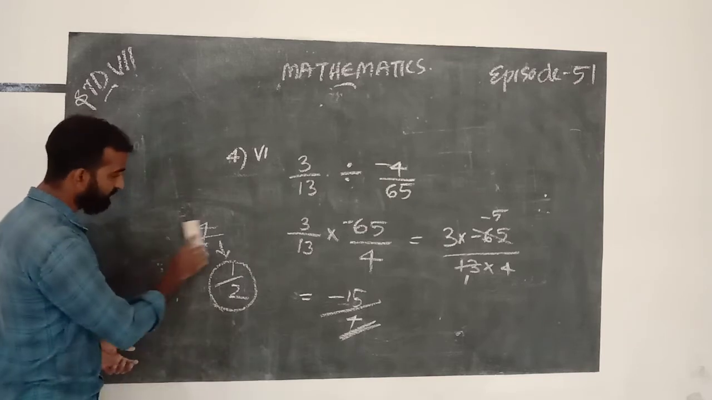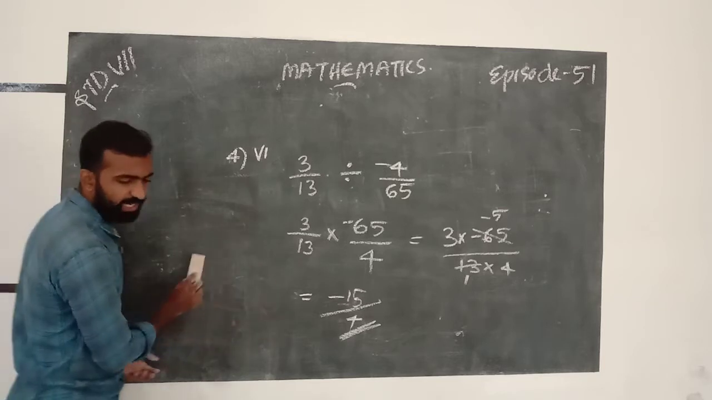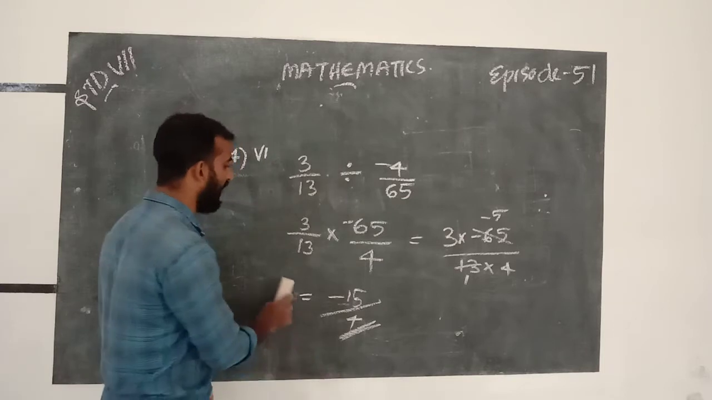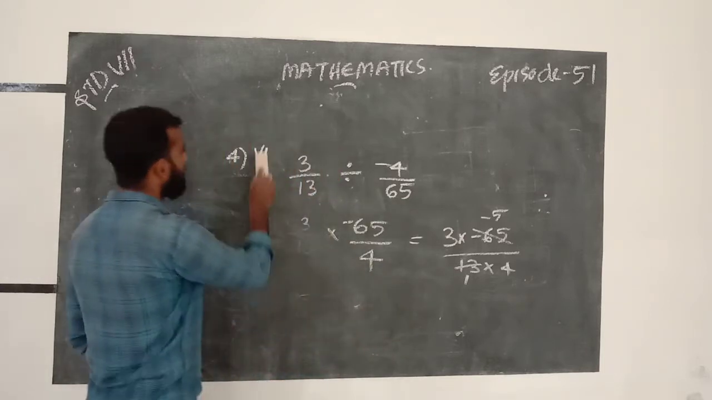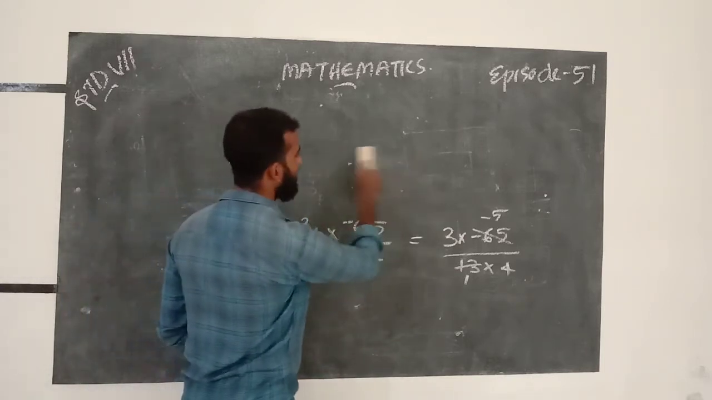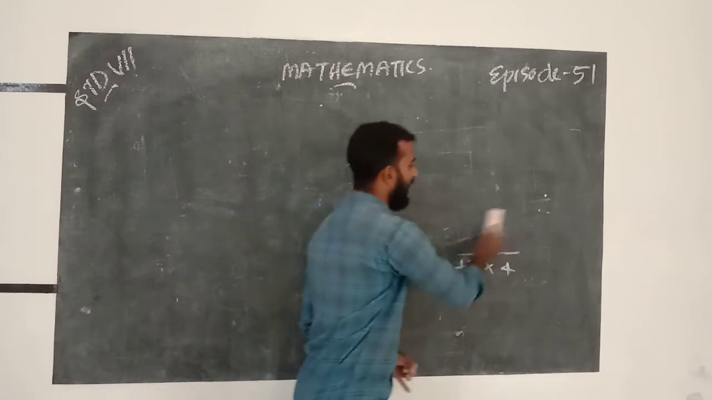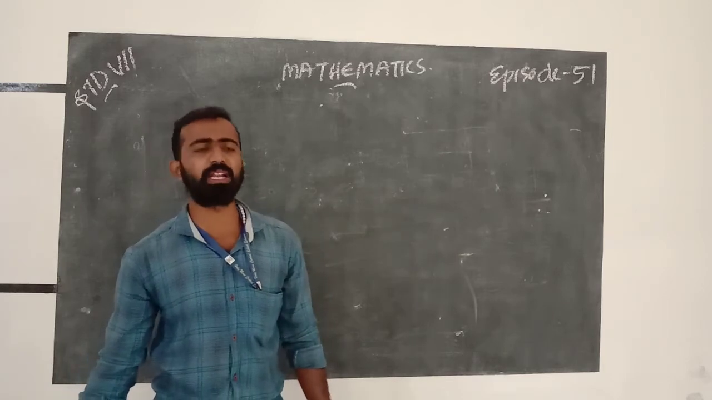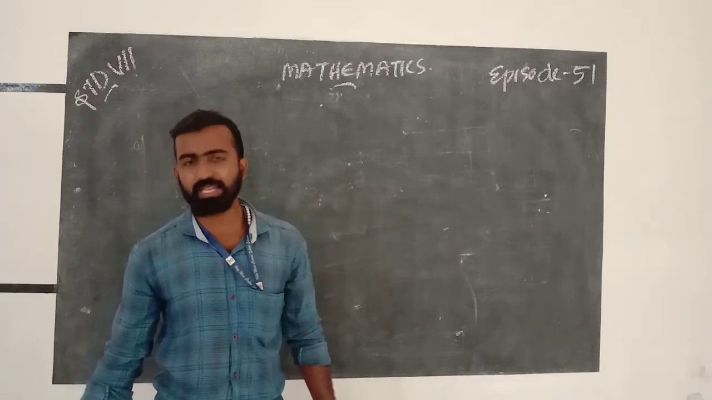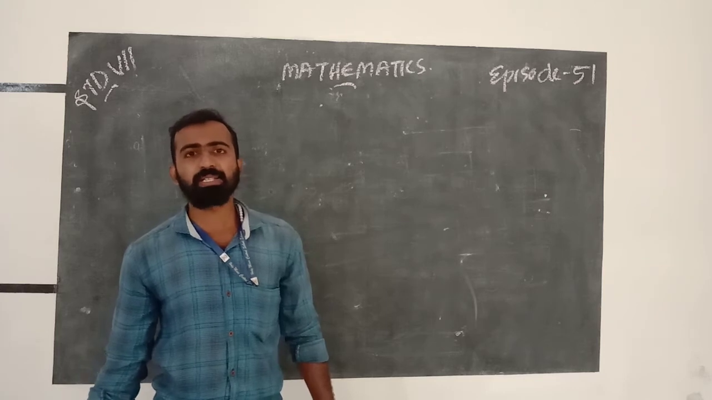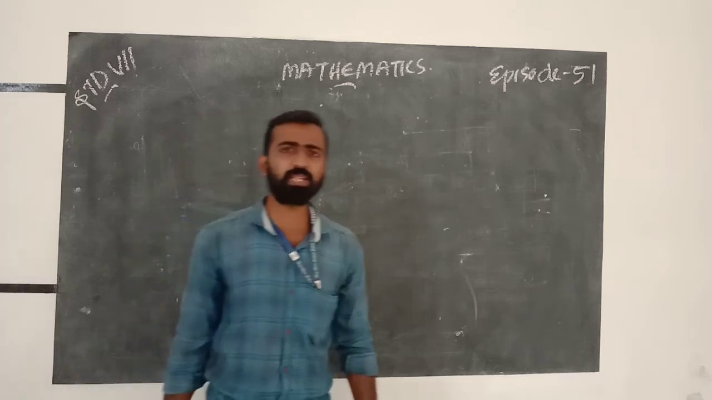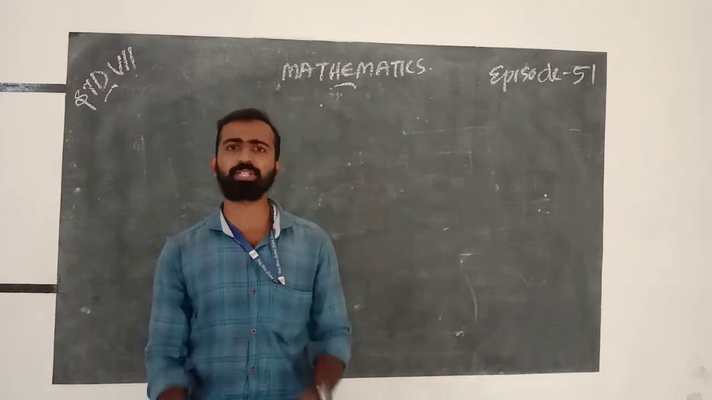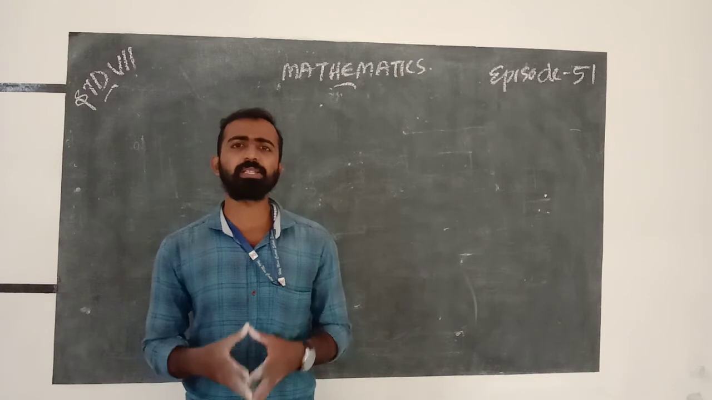Next we study the operations. Addition of rational numbers: which way do we add? The addition takes place by taking the LCM of the denominators, and so we get the answer. And next we study the operation of subtraction.